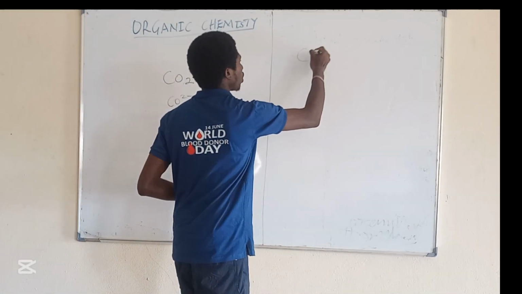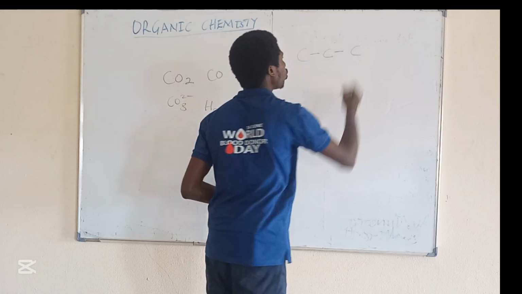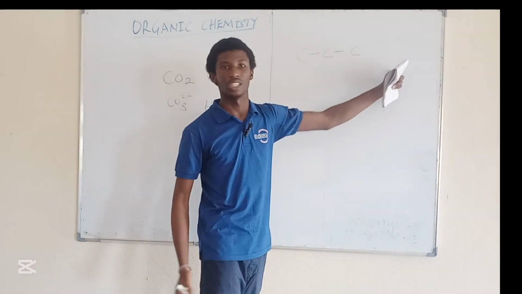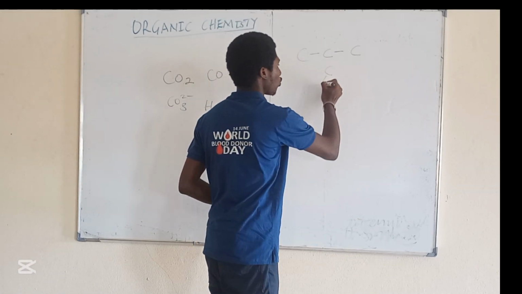You see, in your organic chemistry, you will tend to see things of this nature. This is a linear chain. Carbon atoms can also form what?